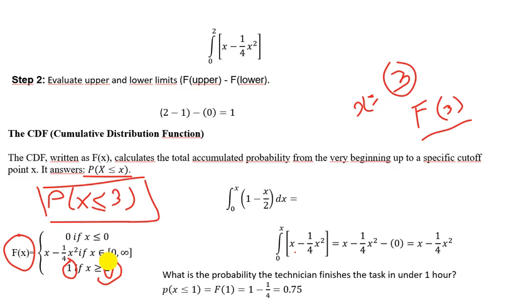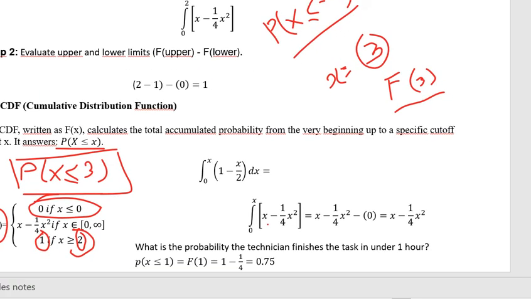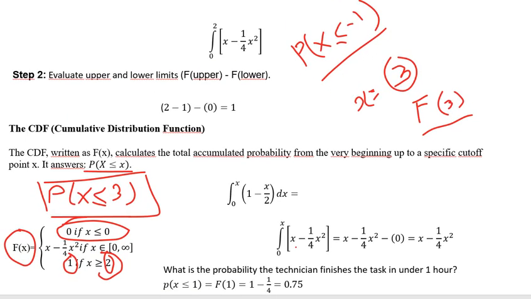The probability that it takes less than 10 hours is 100%, because I know from the beginning that it cannot exceed 2 hours. And the same thing for this. Why is anything below 0 equal to 0? Because it's like I tell you, what is the probability that X is less or equal to minus 1, for example? I know it's not possible, so it's 0. P(X) less than or equal to minus 2, it's not possible, it cannot be negative.